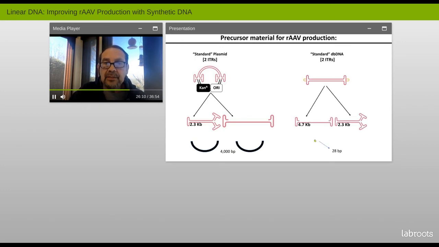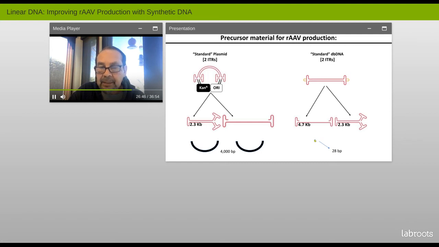And if you advance your slide, you'll see that the standard Doggybone DNA is essentially a linear molecule that has two ITRs on either side of the sequence of interest, and the 26 nucleotides required for the polymerase to resolve and close this in an in vitro reaction. Once again, through the resolution, you can generate a traditional single-stranded AAV as illustrated on the left-hand side of 4.7 kb or a self-complementary molecule.